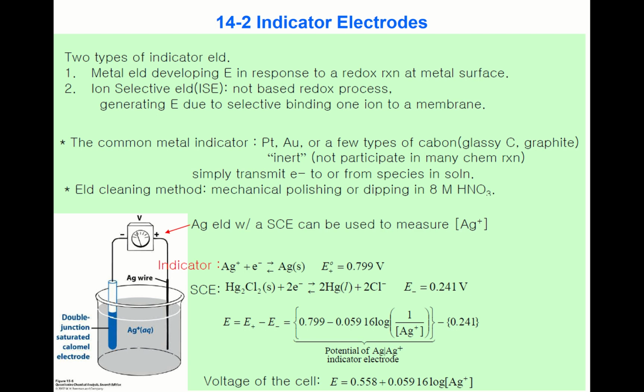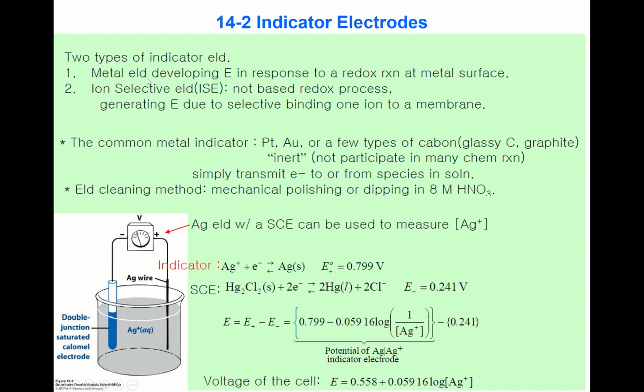Okay, let's keep going. Now consider indicator electrodes. As I mentioned several times, the indicator electrode potential is not fixed. So any potential is possible depending on the electrochemical reaction on this electrode. There are two types of indicator electrodes.